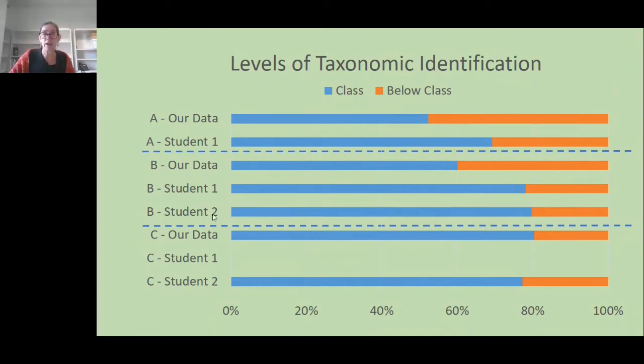So here what we found is that in our data, we had a lower proportion of bones that were left at only the class level. So we were able to identify a higher proportion to something more specific than fish or mammal. That's true for Site A, and that's true for Site B, and it's not true for Site C. And again, that might have to do with recovery methods.